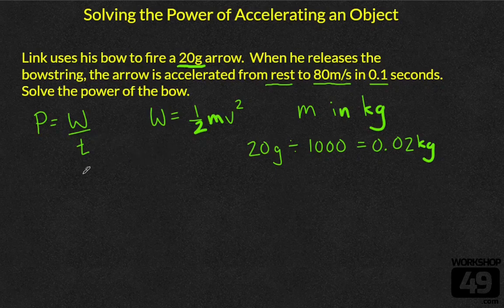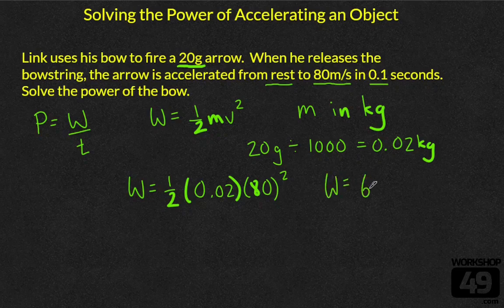Let's fill in everything that we know to get this work. Our work is equal to 1/2 times the mass of the arrow, 0.02, multiplied by the velocity that we accelerated it to, 80 squared. Now that 80 squared is what's going to make a big difference here. You can go ahead and plug that into your calculator just as is, and what you're going to get is that the work equals 64 joules. So that's all the work that was required to speed up this arrow.